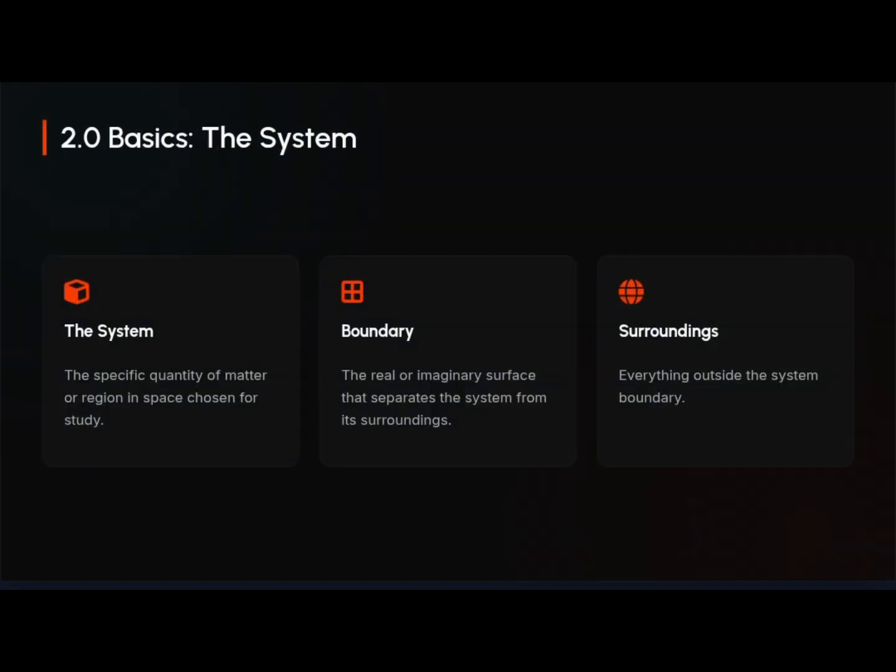To study thermodynamic processes, we define three basic terms. The system, the specific quantity of matter or region in space chosen for study. Boundary, the real or imaginary surface separating the system from its surroundings. Surroundings, everything outside the system boundary.